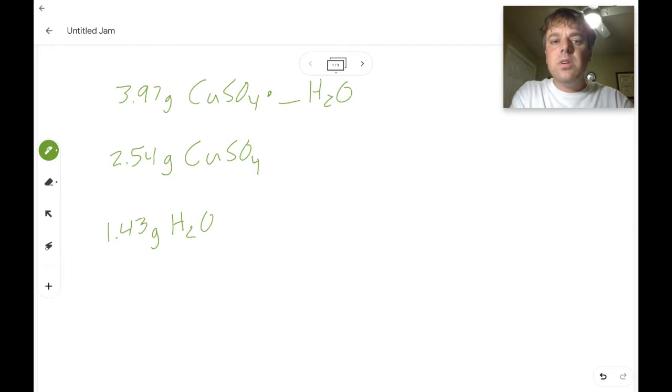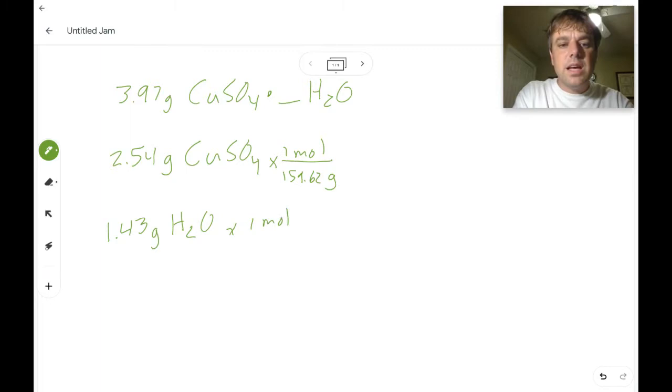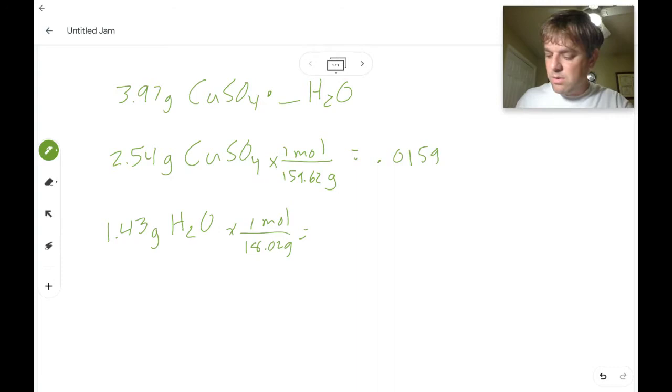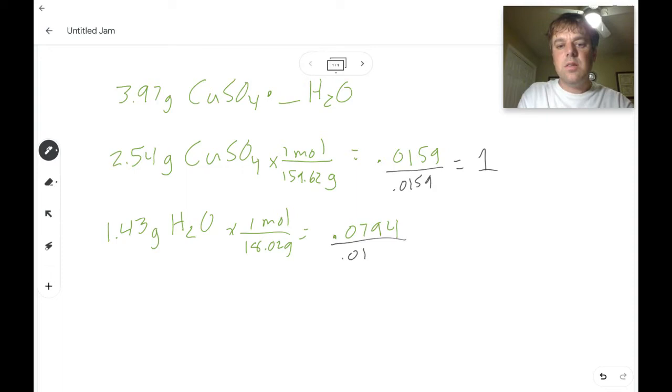So now we need to take these grams and convert them into moles. Copper 2 sulfate has a molar mass of 159.62, and water has a mass of 18.02. So if we take 2.54 and we divide it by 159.62, we get 0.0159 moles. And if we take the 1.43 over 18.02, we get 0.0794 moles. So now we divide everything by the smallest number of moles, which is 0.0159. So that comes out to be 1. And this comes out to be 4.99, or we'll call that 5.